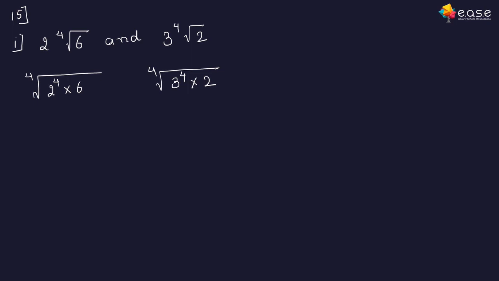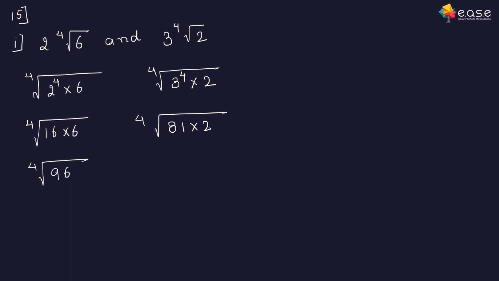What is 2 to the power 4? 2 twos are 4, 2 fours are 8, 2 eights are 16. So this is equal to the fourth root of 16 times 6, which is the fourth root of 96. And 3 to the power 4 is 81, so the other is the fourth root of 81 times 2, which is the fourth root of 162.